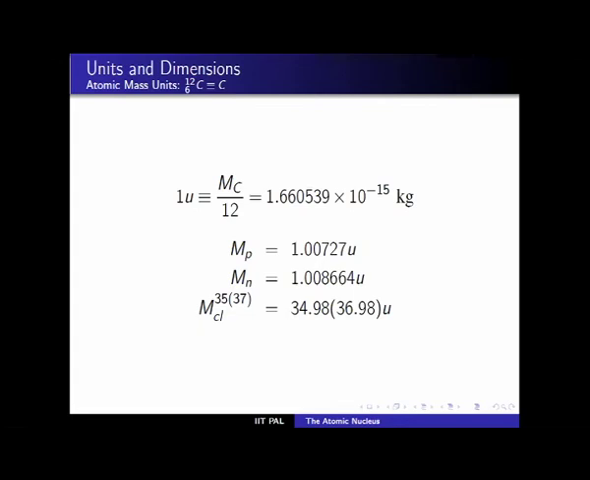Therefore, my single unit is called the atomic mass unit, AMU, and that is further shortened to u. 1 u is given by mass of carbon divided by 12. That is what I am going to assume. Now if I were to write it in terms of conventional units, whatever we are used to in the units of kgs, that will turn out to be 1.660539 into 10 to the power of minus 15 kgs.